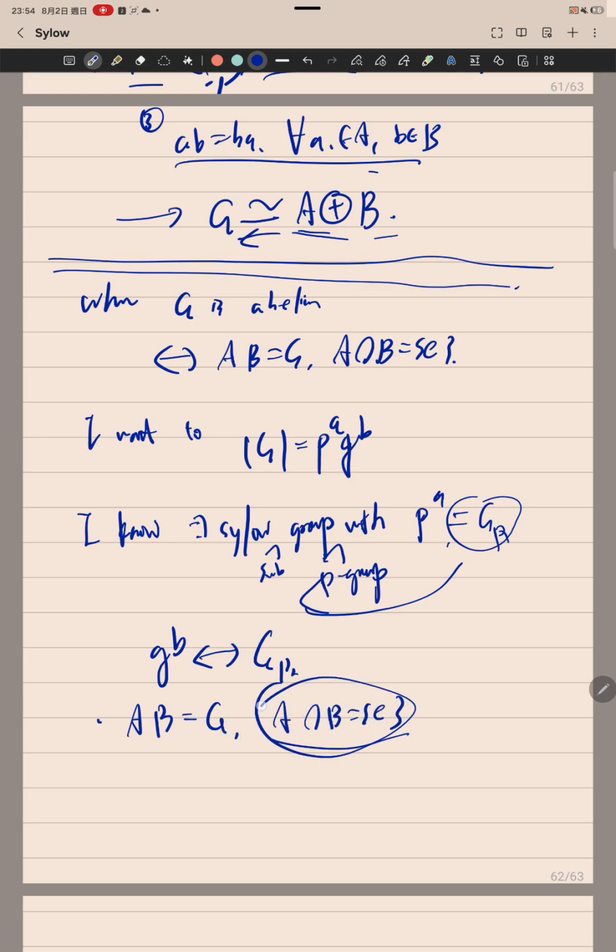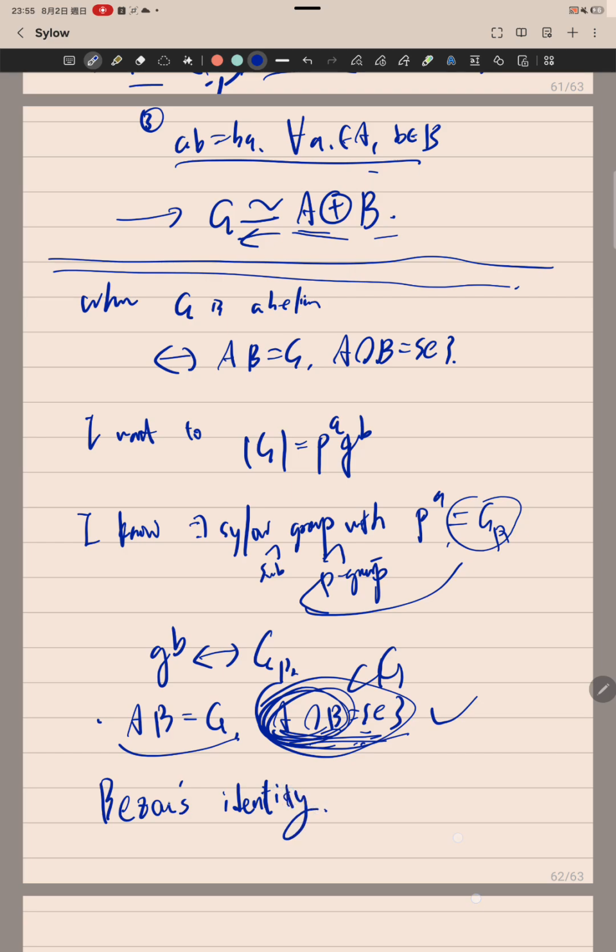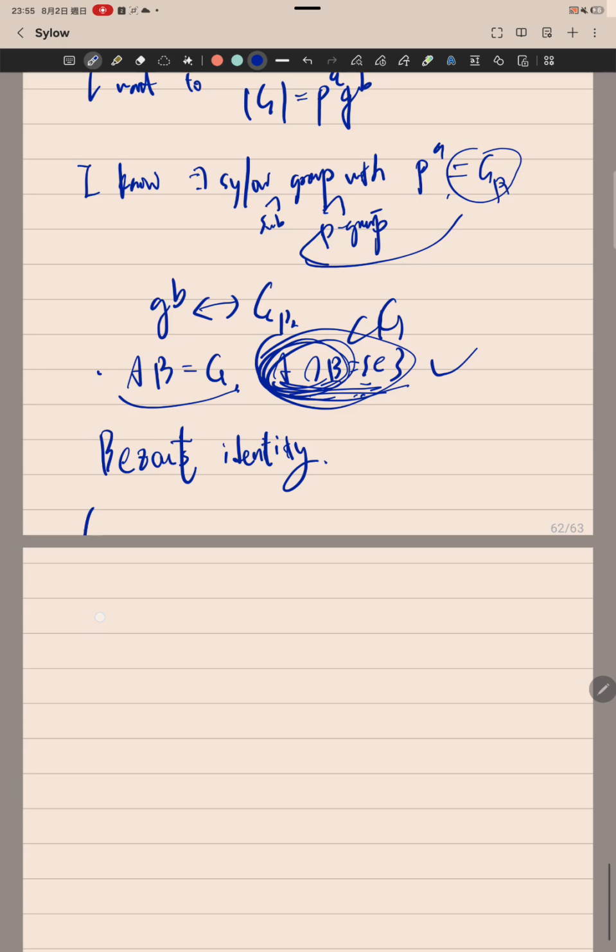So this is simple because these are also subgroups of G, right? But P and Q are coprime to each other, so their only intersection must be the identity. So this is trivial. The only thing I need to prove is that their product must be G. So for this, I need to use Bezout's identity. I think it's Bezout's. Yeah. Okay. So this is very simple.